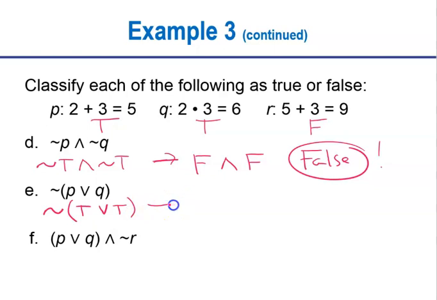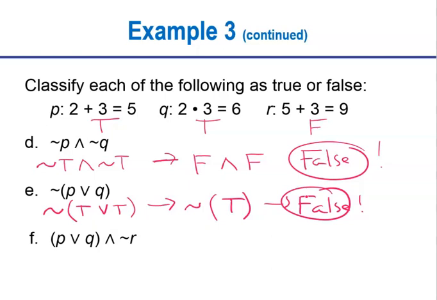Now again, if we are doing the inside of the parentheses first, the negation stays outside. And what's true or true? Well, for an and or an or, it doesn't matter. Two trues together just gives you a true. Okay, but then we do the negation of true, which gives me a false. And so that is the end of that one.